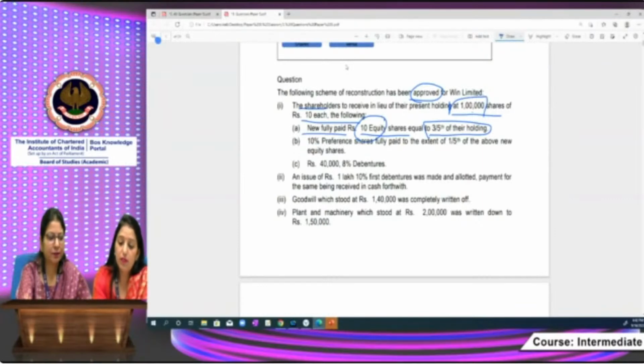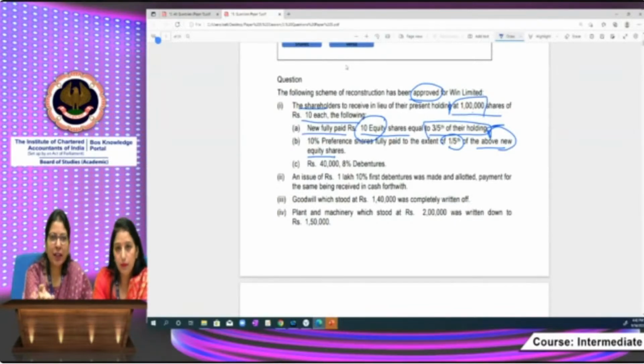Further, what will they receive? They will receive 10% preference shares fully paid, to the extent of 1/5 of the above new equity shares. That means on the basis of these new equity shares, they will receive the preference shares. First of all, you can calculate the new paid up equity shares which will be issued. So what will be the calculation of those equity shares?